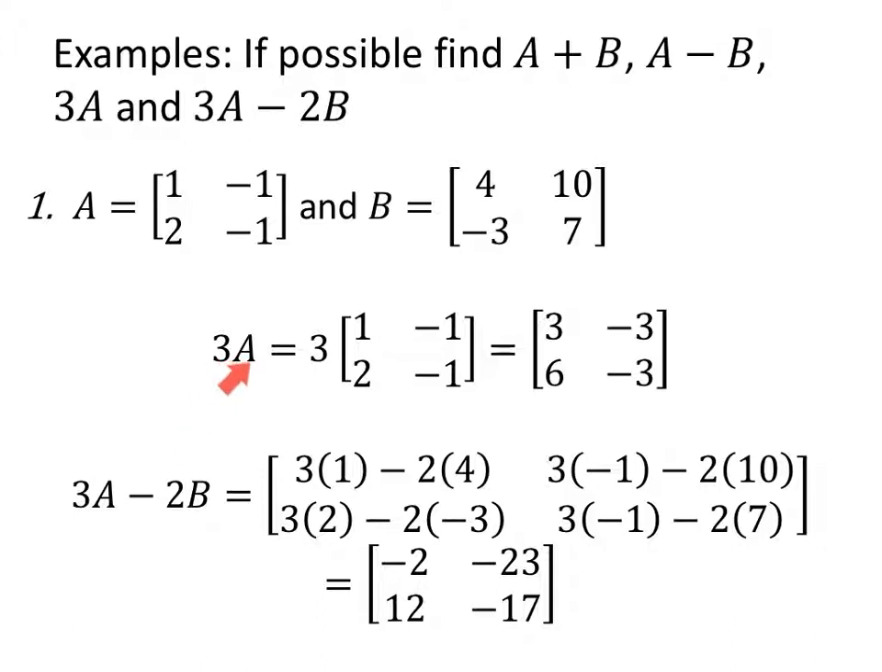If I want something like 3A, that's 3 times the matrix given by A, so that's first row 1, negative 1, second row 2, negative 1. I'm going to multiply 3 times 1, 3 times negative 1, 3 times 2, 3 times negative 1, in order to get my new matrix. So multiply each entry by 3, and I have my scalar multiple.